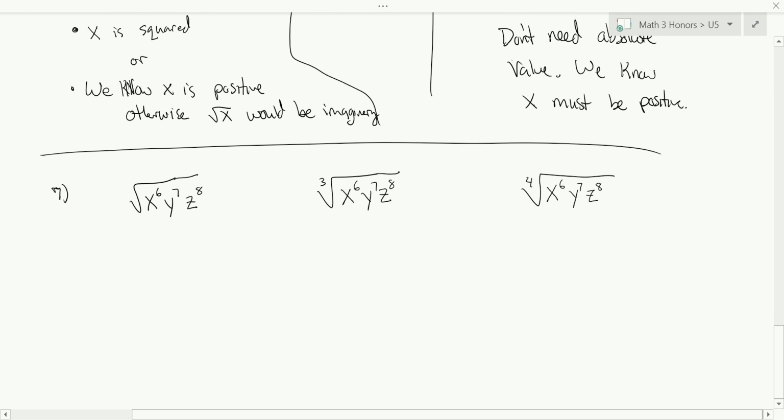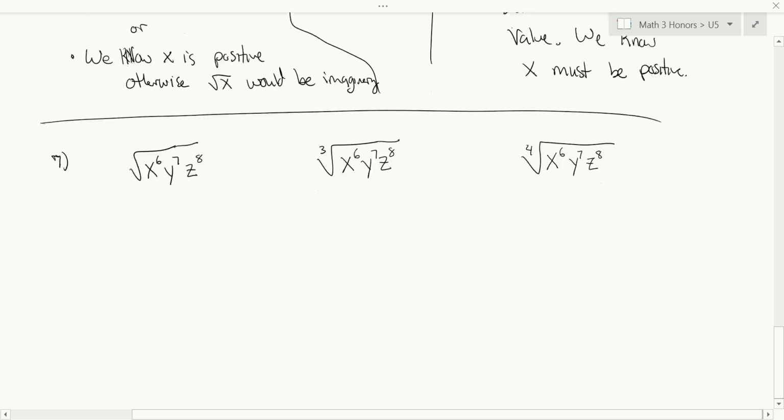So when you have multiple variables, it's just like doing multiple problems in one. You still do the same thing, and you still have to think about now we don't know if x, y, or z is positive or negative to start with. They could be positive or negative or a mixture of that. And so we just need to think a little bit more on these.